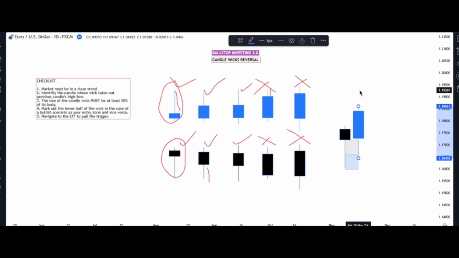The same thing if it was a bearish scenario, just invert it. I hope you understand what I'm trying to say. I don't want this video to be too long. Let me take you to the live chart and show you some few examples, and then you can practice it on your own and you will be amazed at what you will see.